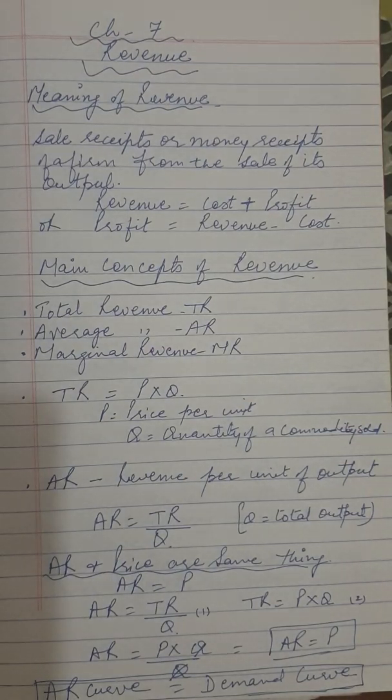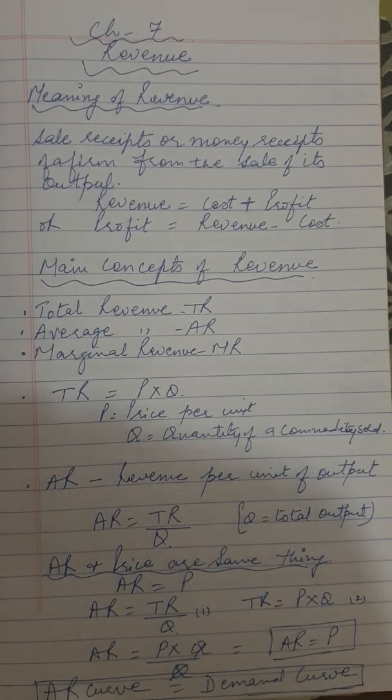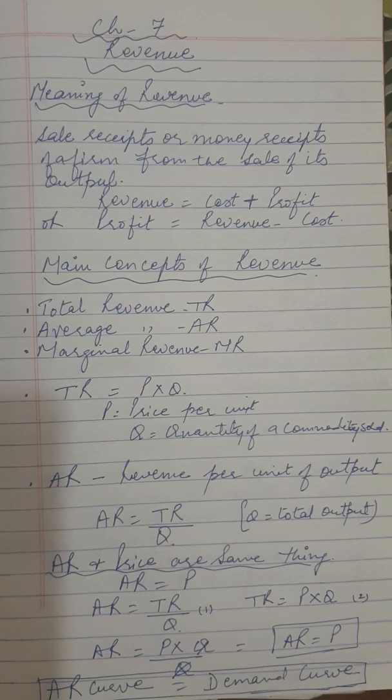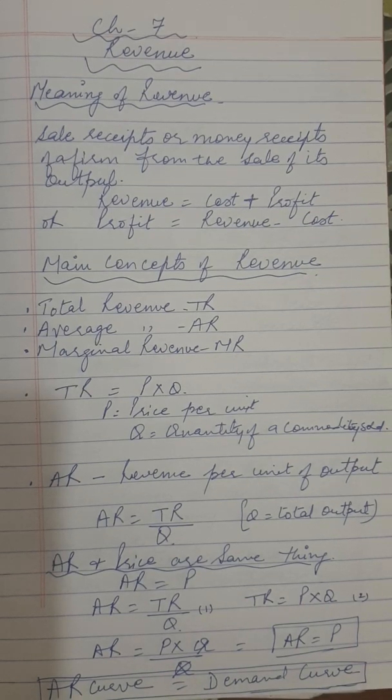Hello students, now we will begin with the chapter revenue. Already you have done the chapter cost. So cost is what the producer spends or the expenditure of the producer while producing a particular amount of output.